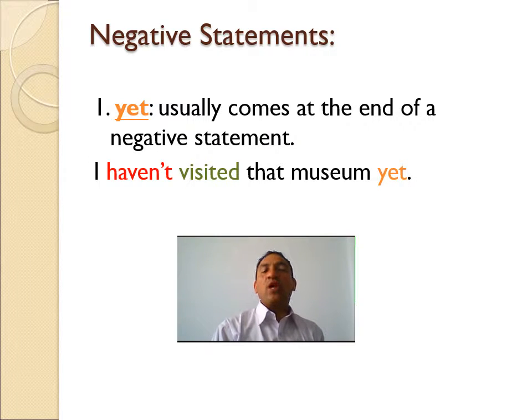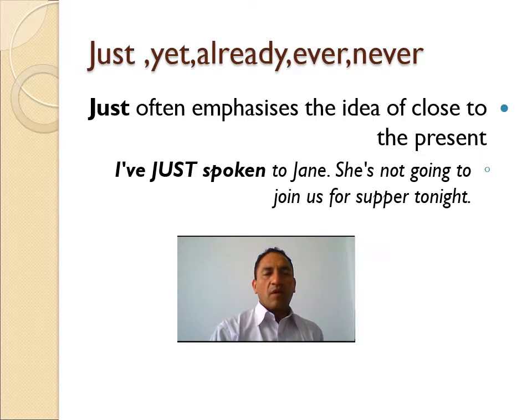In the negative sentence, we are going to use the expression yet. So we usually use this word at the end of a negative sentence. Example, I haven't visited that museum yet. Remember, just, yet, already, ever, and never are also used in the present perfect tense. Just often emphasizes the idea of close to the present. Example, I have just spoken to Jane. She's not going to join us for supper tonight.